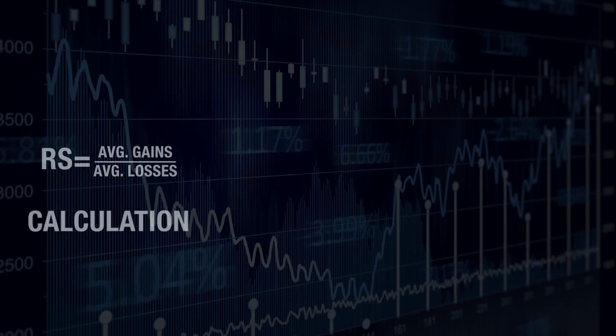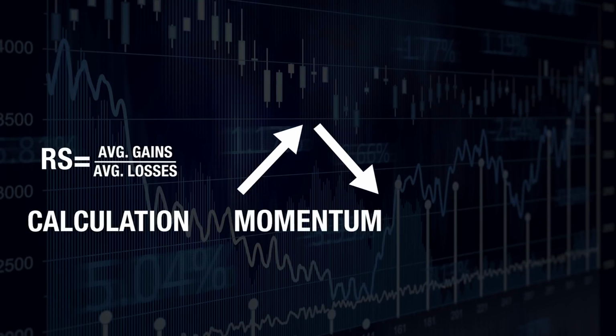In this video, we'll discuss how RSI is calculated, how it measures momentum, and how it can potentially help identify trading signals and trend reversals.